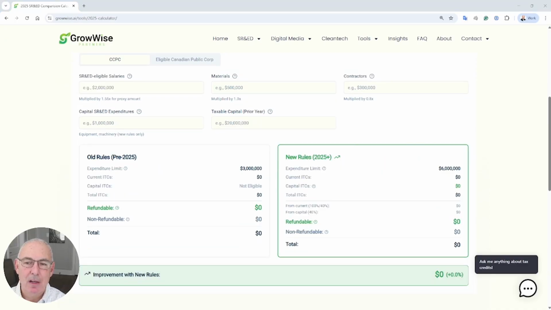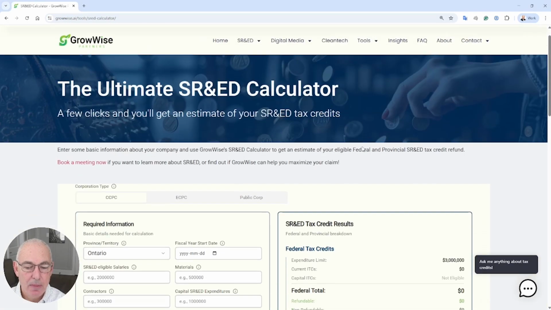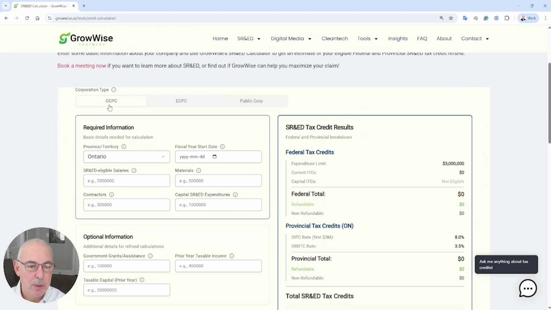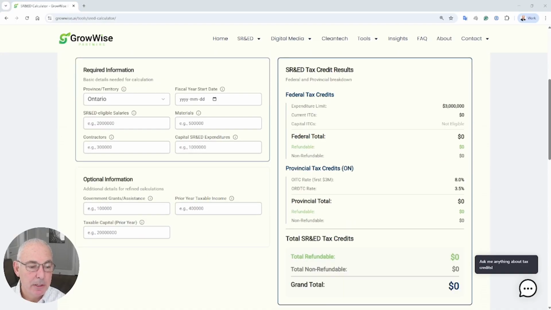What if I want to find out the exact SR&ED claim that I have based on my province and everything else that is going on in my business? Well, then just head over to Tools and SR&ED Calculator, and this provides you the most accurate SR&ED calculation on the market for CCPCs, ECPCs, and public corporations. There's some optional information you could enter, like government grants or assistance, or the prior year taxable income, or prior year taxable capital, which will grind down your expenditure limit. From there, you will see a fully detailed list of how much you would receive both provincially and federally.